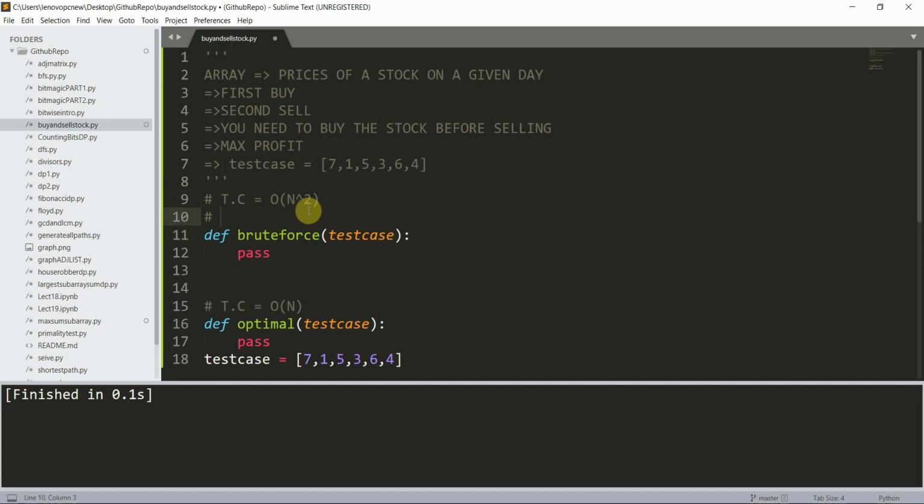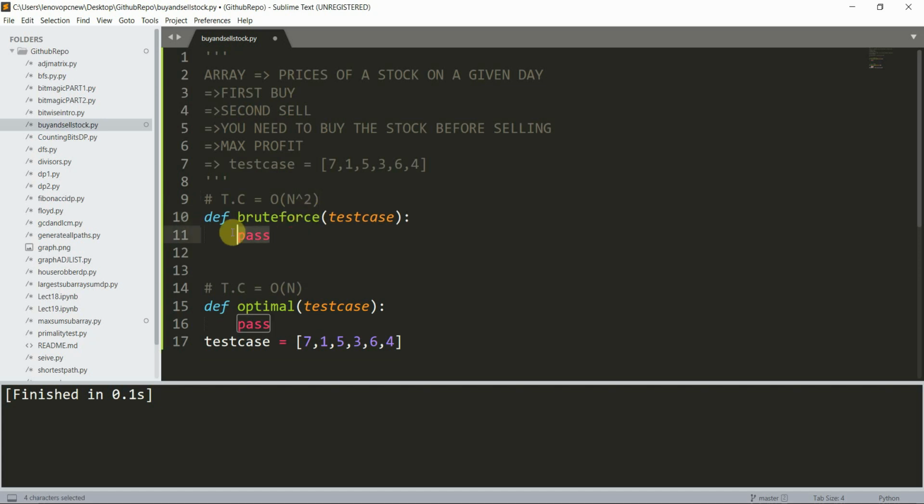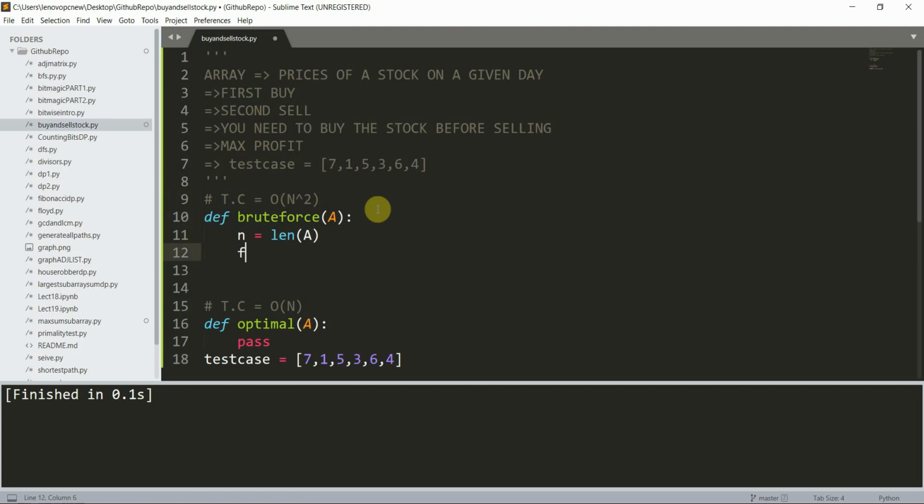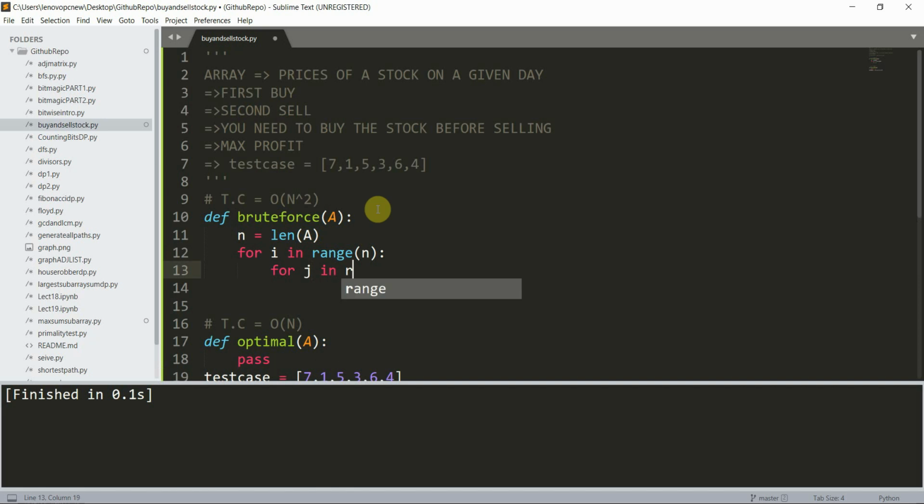Now, in this brute force solution, what we can do: suppose this is an array, we are taking it as an array. So let's assume both of them are arrays, and n is equal to len of a. For i in range n, for j in range n.